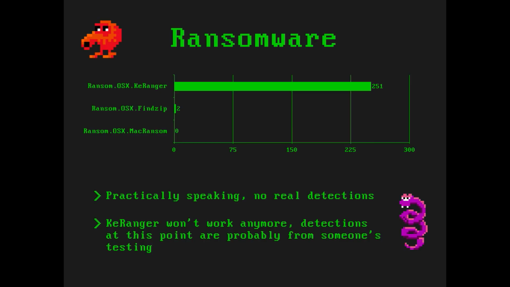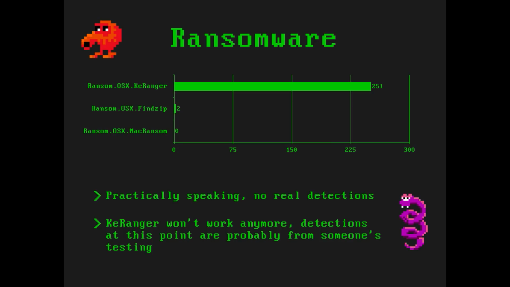Now you'll notice, I say we aren't detecting any, but you'll notice that there is a bar there for KeyRanger. That is the first and oldest piece of ransomware for the Mac. It's been extinct for a while. It doesn't actually function properly anymore because it can't connect to its servers. So I do not believe that this bar actually represents in the wild detections. My theory is that somebody is doing testing with Malwarebytes against KeyRanger, and that's where these detections are coming from.